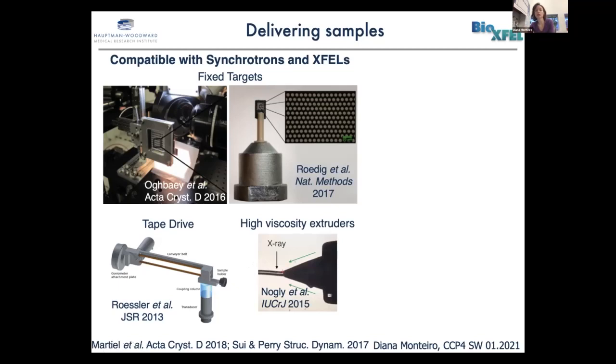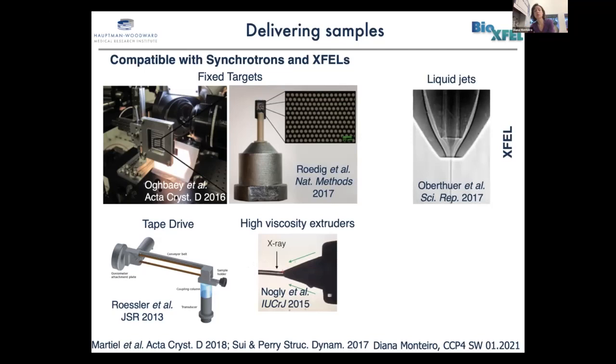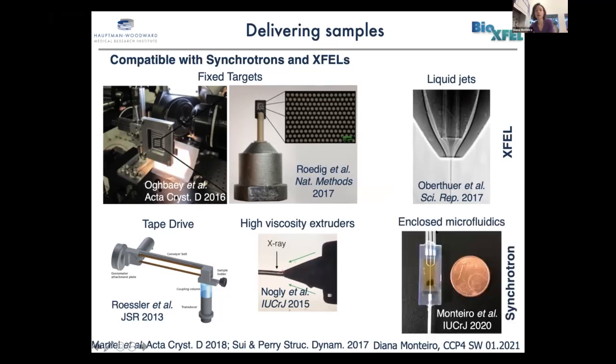And then we come more to the fluidic side, and for XFELs we use liquid jets, where your sample is coming down and it's flow focused in air and comes out of a nozzle into a very thin stream. And this is necessary because, of course, XFELs are extremely bright, so the sample gets exploded. And in terms of microfluidics, we can also have enclosed fluidics. And these are dedicated for synchrotrons, because if you try to put one of these on an XFEL, it will just be burned straight away.